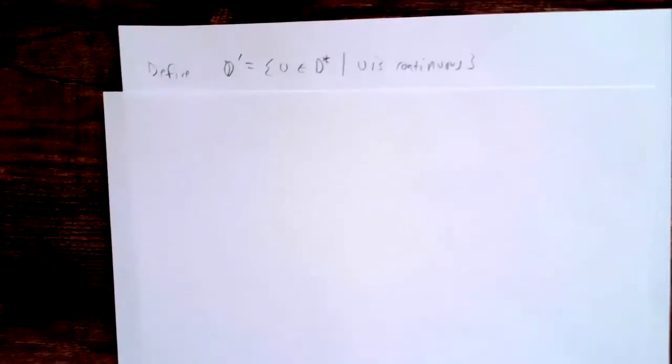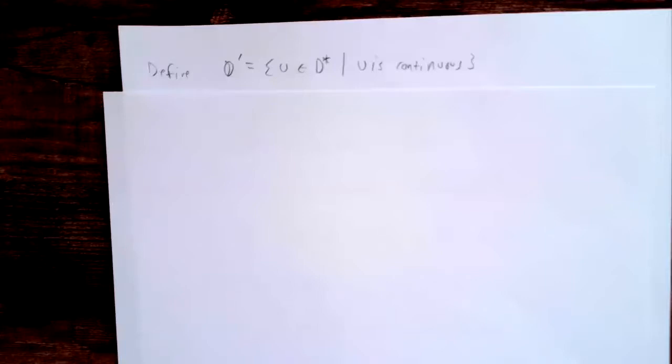So I want to define for you the space of distributions. It's not exactly the dual space. It's a subspace of the dual space. So it's what we call D prime instead of D star. So the space of distributions is the vector subspace of the dual space given by linear functionals that are also continuous.